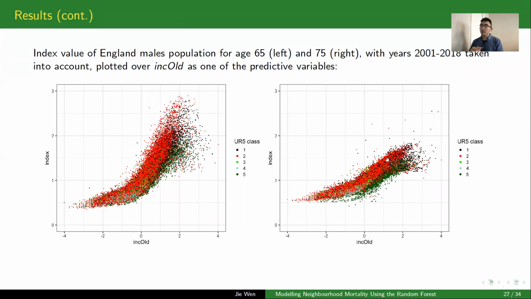Which is consistent with most of the findings that the socioeconomic variation in mortality is less obvious in the older age population compared to the younger age population. And also we can see some separation by the colors, which means the urban-rural classes, as the X12, have a non-negligible impact on the distribution or shape of the index over England.